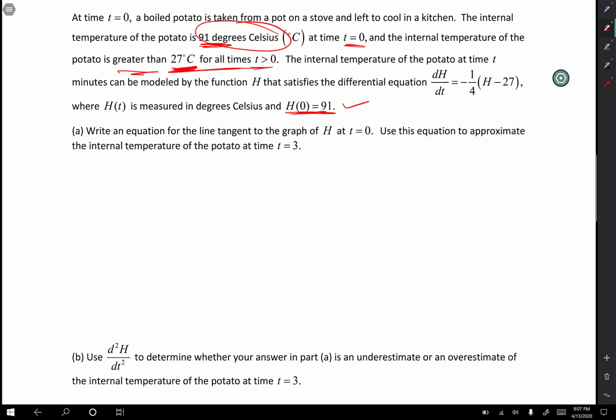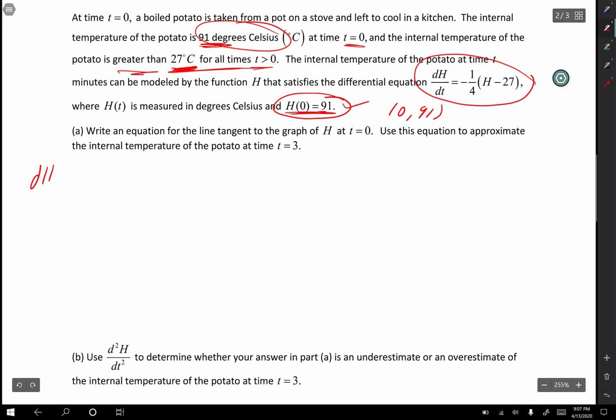So we have our point at 0 because here it is. Our point is 0, 91. So there's my point. The h is like a y value and the 0 is the x value there, or your t value. So now I need a slope. And you're going to get the slope from right here, dh/dt, guys. So let's find that slope.